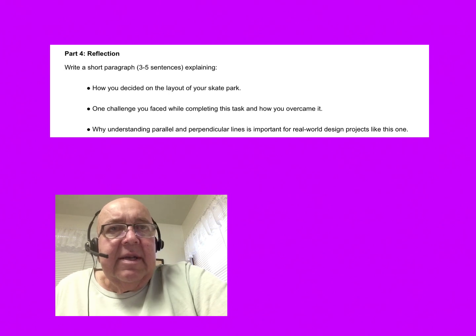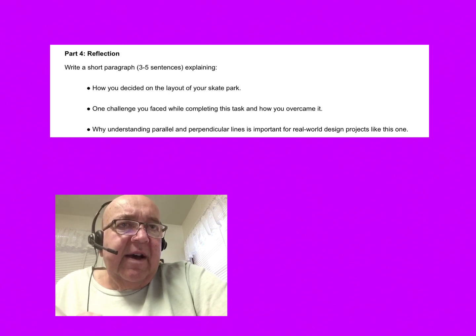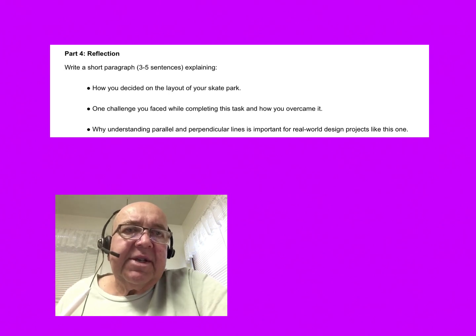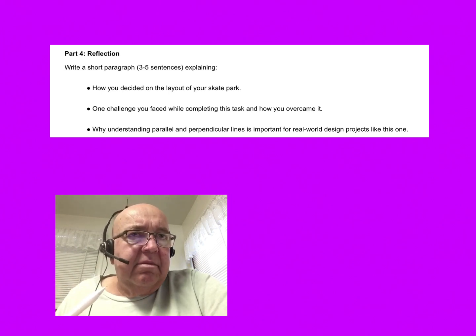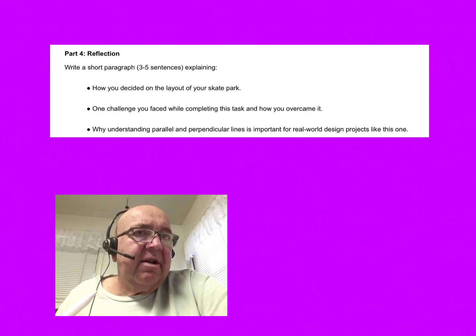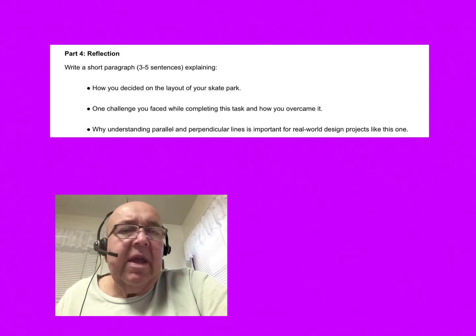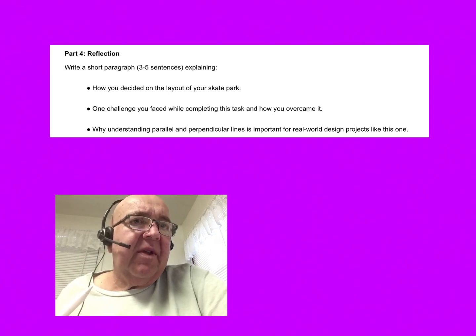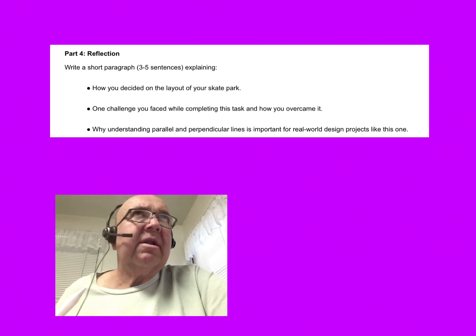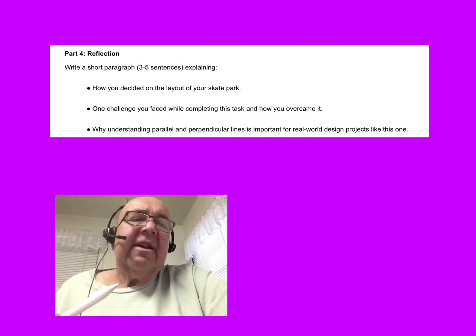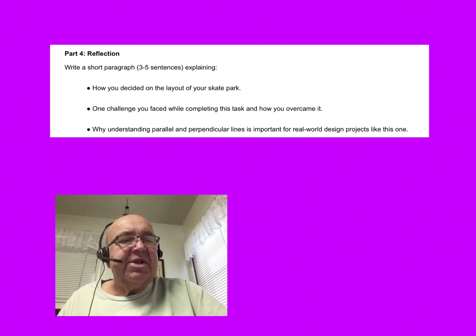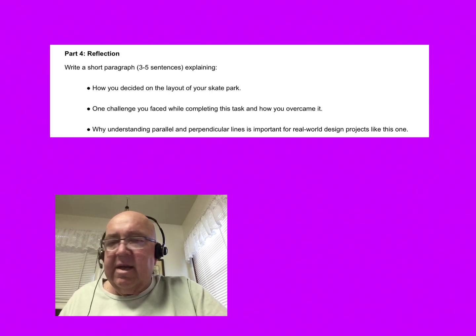Lastly, your fourth part of this is you're going to write a 3 to 5 sentence paragraph that explains how you decided on the layout for your skate park. Talk about one challenge you faced while completing the task and how you overcame it. And why is it important to understand parallel and perpendicular lines, especially when you're looking at a real-world project such as this. If you think about it, almost anything that is built in construction is going to have some sort of relationship to parallel and perpendicular lines.